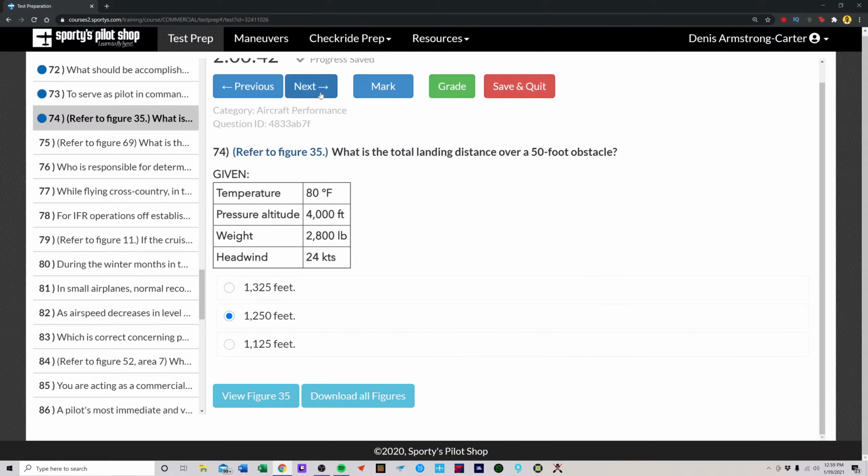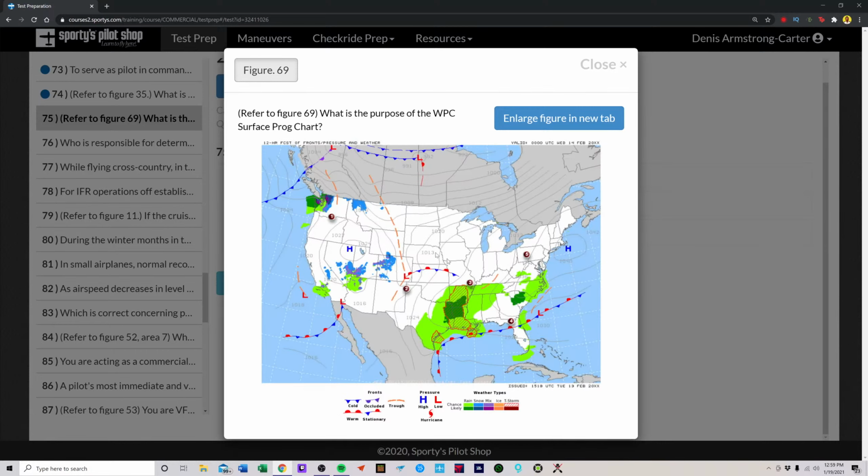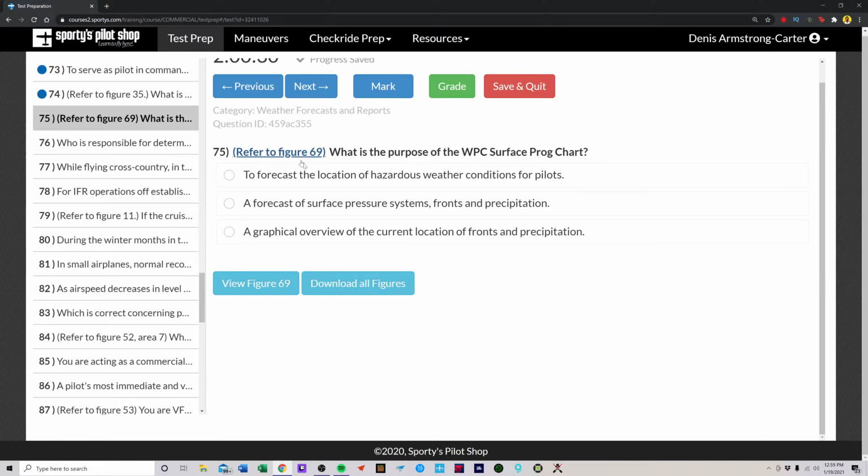Whoopsies. There we go. 75. What is the purpose of a weather prognostic chart? Well, okay, the purpose of these is to get a general outlook to know what the weather's going to be for frontal systems. That's it. Yep, that's it.